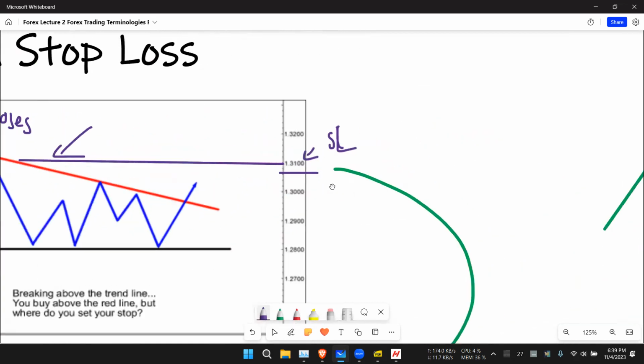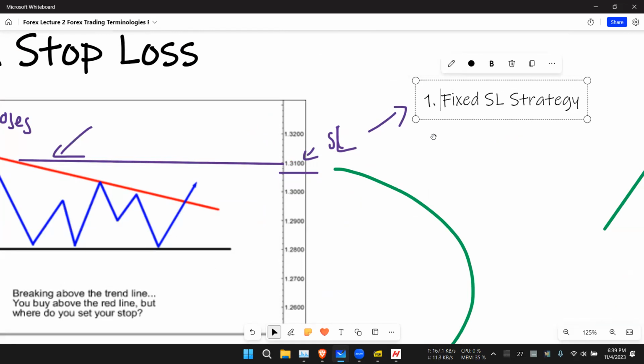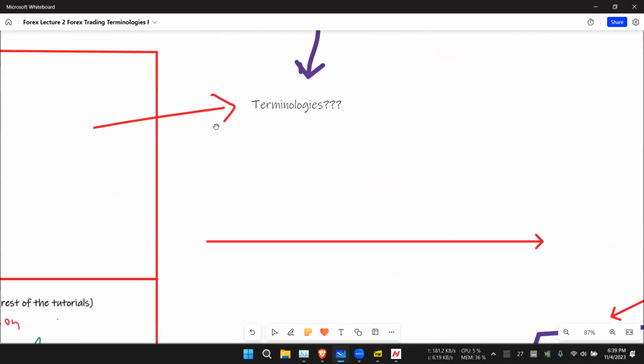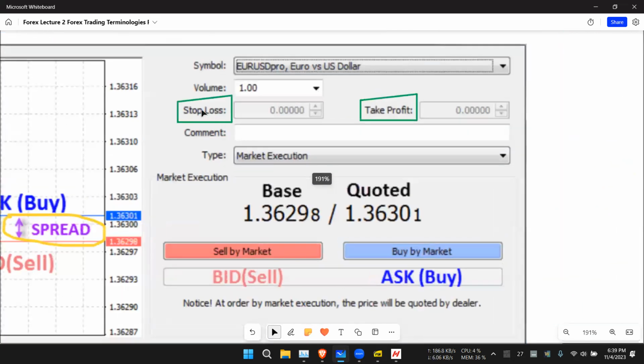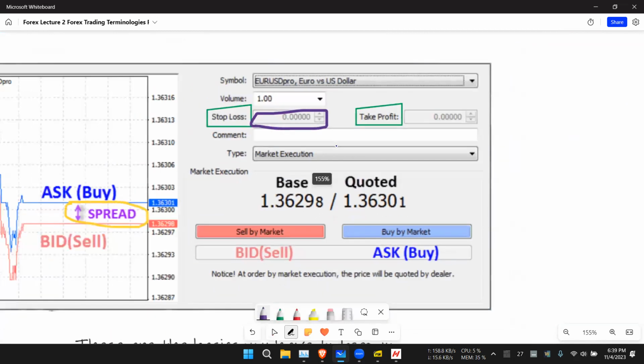So this strategy is called a fixed SL strategy. Let me just write it up. Got it? And you can see from the UI here, this requires a fixed stop loss value. We can see an input box here, 0.00. You can modify this value, and we have a fixed SL value.